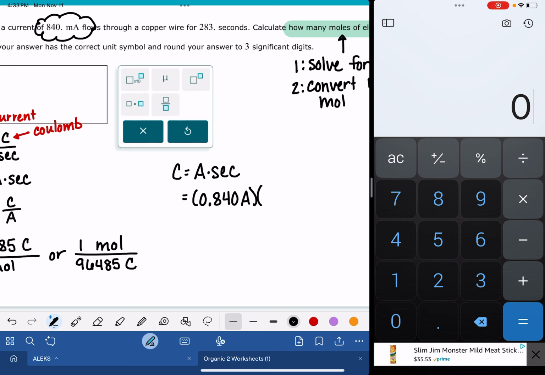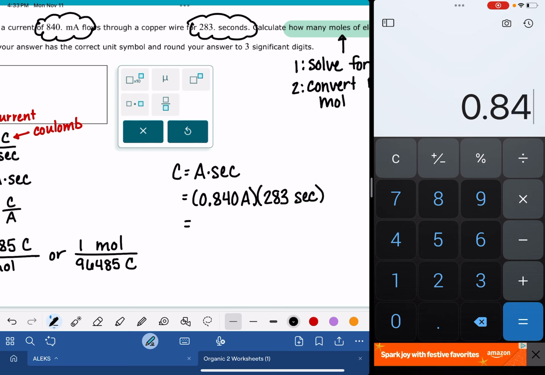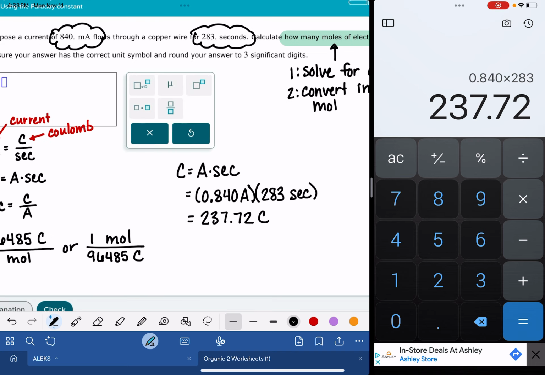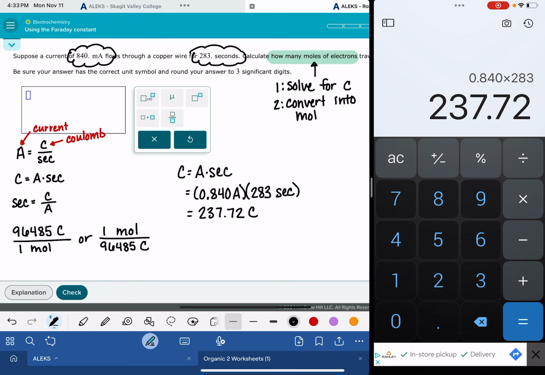And then my time is in units of seconds, but you've got to watch out. I did see some ALEKS problems that were using different time units like minutes, so you might have to do a minute to second conversion. When I multiply these together, the unit that I'm going to get is coulombs. Amps times seconds is coulombs. 283 times 0.840 is 237.72 coulombs.